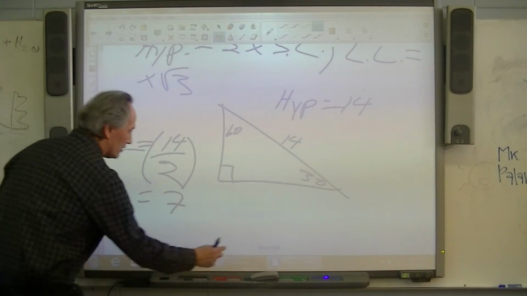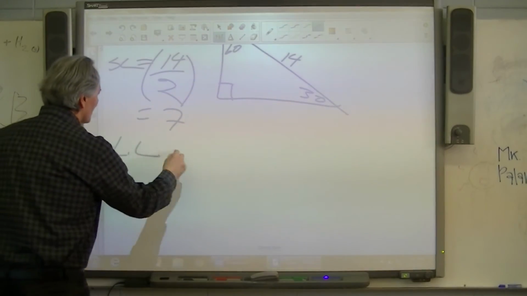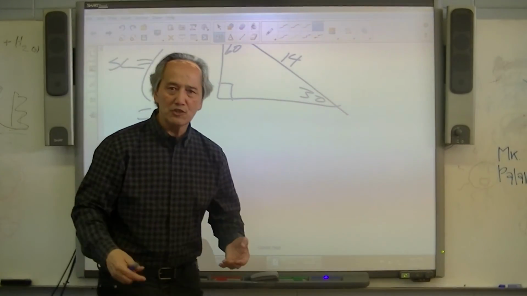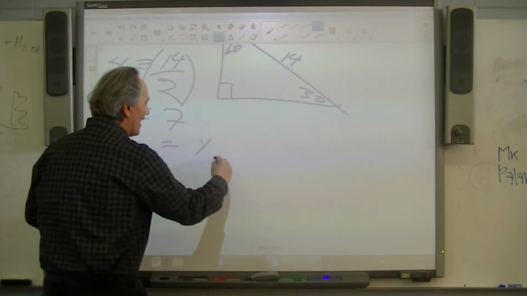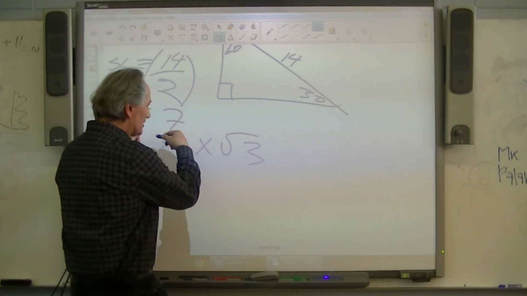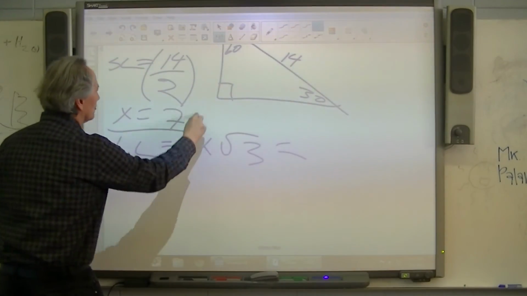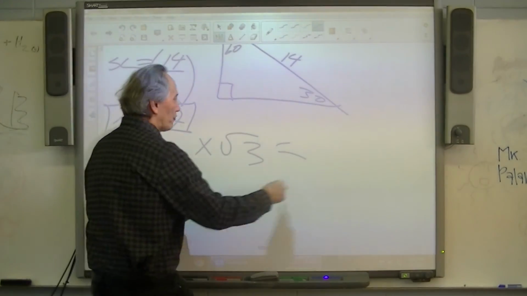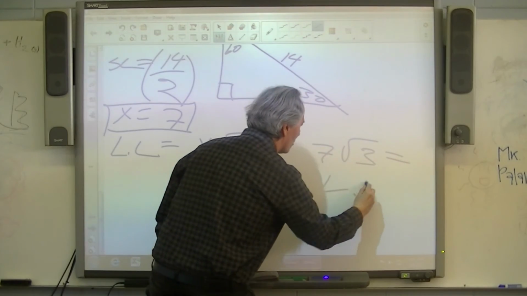Let's scroll up a little more, and let's take the long leg. The long leg is equal to, recall from the theorem, the short leg x times the square root of 3, where x is equal to 7, from what we previously solved for the short leg. Therefore, 7 times the square root of 3 equals my long leg.